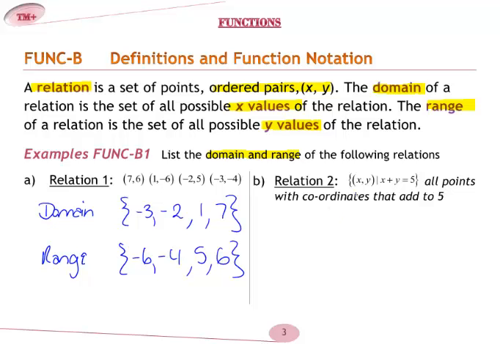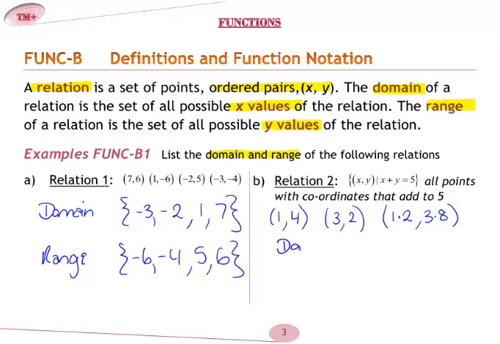Here we look at another relation, the relation (x, y) such that x + y = 5. If you think about that, the coordinates have to add to 5. So if my x coordinate was 1, my y coordinate would have to be 4. If my x coordinate was 3, my y coordinate would have to be 2. Now, I could have my x coordinate being 1.2 and my y coordinate would have to be 3.8, wouldn't it? Because that adds to 5. So basically I can pick anything, can't I?